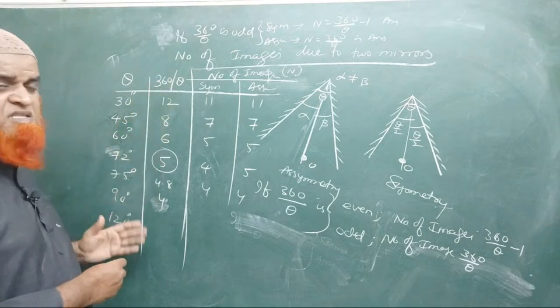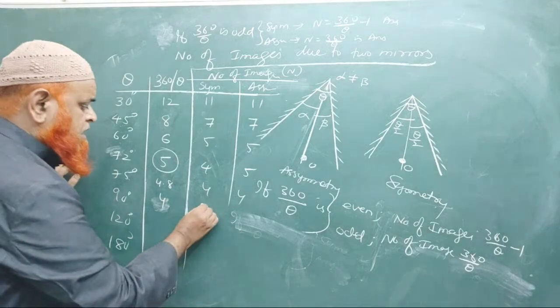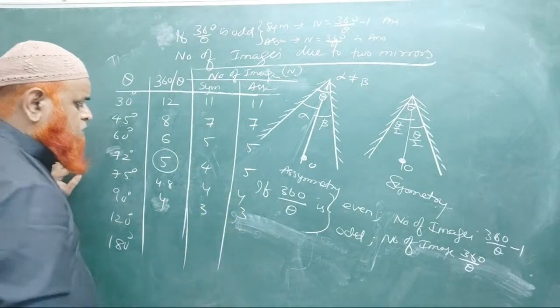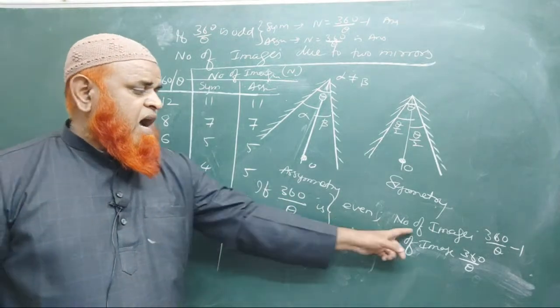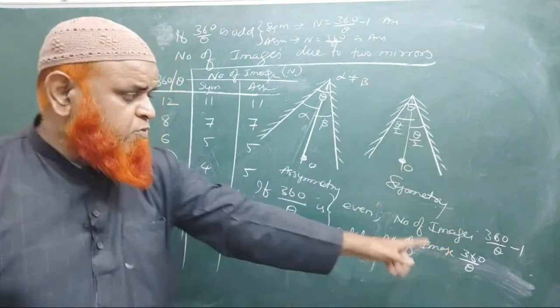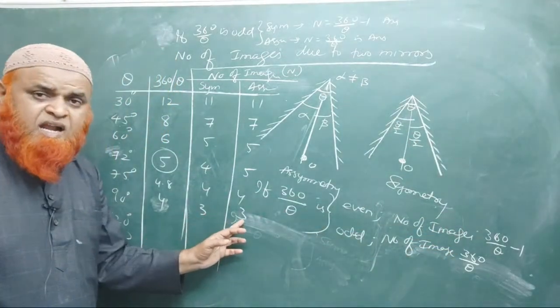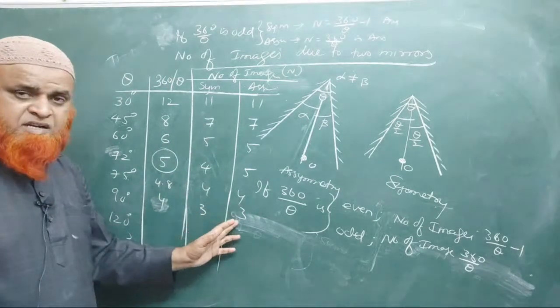The angle between the two mirrors is 90. How many images are you going to see? 3 and 3, 1 less. Just now I told you that if 360 by theta is even, the answer will be 1 digit less. So you'll write 3 and 3 here. Directly you'll write it. This is a shortcut table.